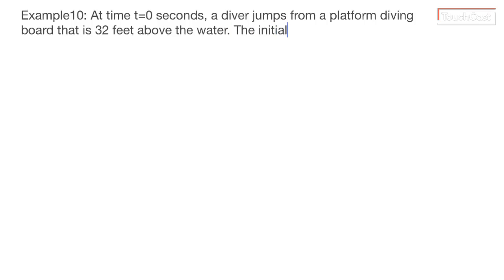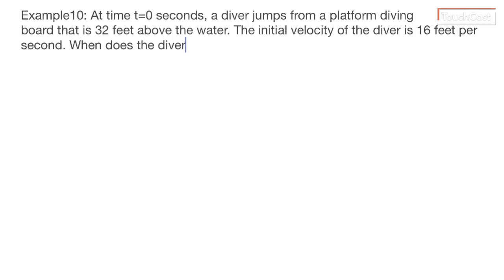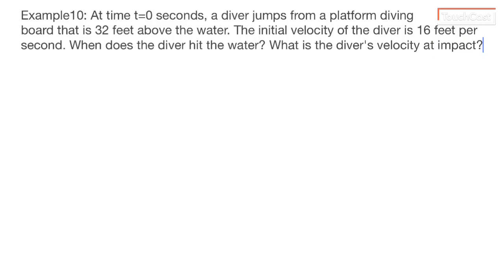The initial velocity of the diver is 16 feet per second. We want to know, when does the diver hit the water, and what is the diver's velocity at impact, so when the diver hits the water.